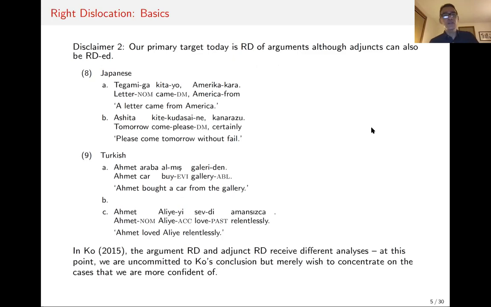We also follow Heejun's paper in that we are not going to talk about non-argument right dislocations, such as prepositional or postpositional phrases, such as from America in AA, or adverbials, such as certainly in AB. We are not 100% committed to Heejun's idea that these two, the argument versus adjunct, are really different kinds of right dislocation, but we just like to focus on something that we are a little bit more confident about, which is the argument right dislocation with the gap, with the silent element in the corresponding main clause on the left.